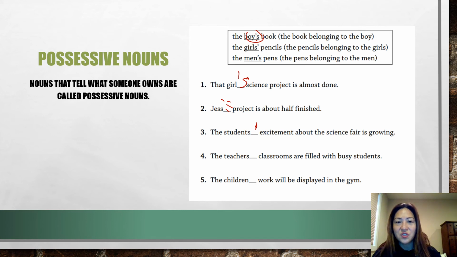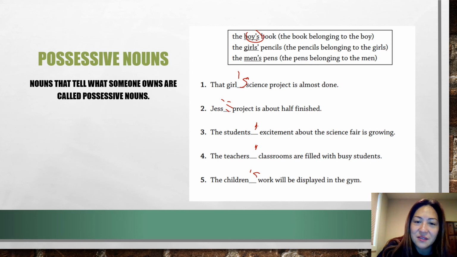Next it says the teachers' classrooms are filled with busy students. Teachers is plural because all of their classrooms are being filled with busy students. The classrooms are belonging to the teachers, not just one teacher, the teachers. So that's going to be just a plain apostrophe at the end of that too. All right, the next one it says, the children's work will be displayed in the gym. The work belonging to the children will be displayed in the gym. That one needs an apostrophe S.